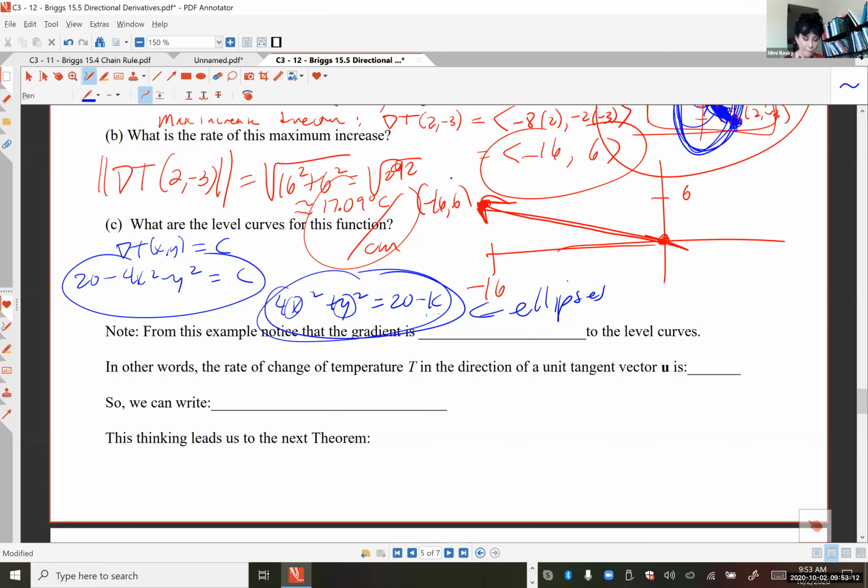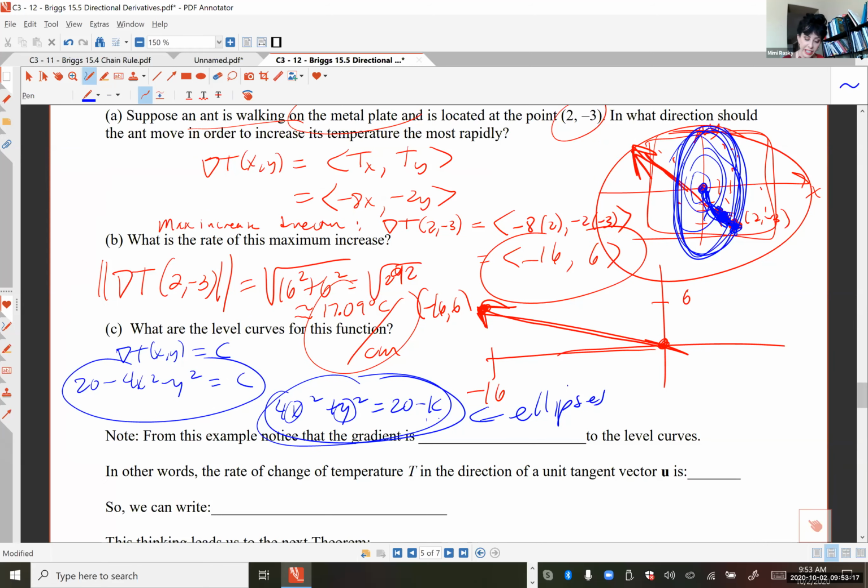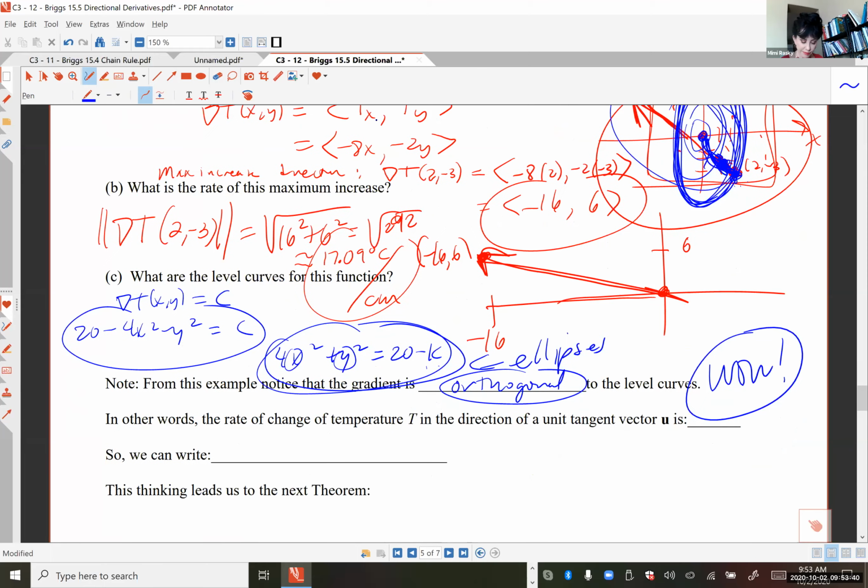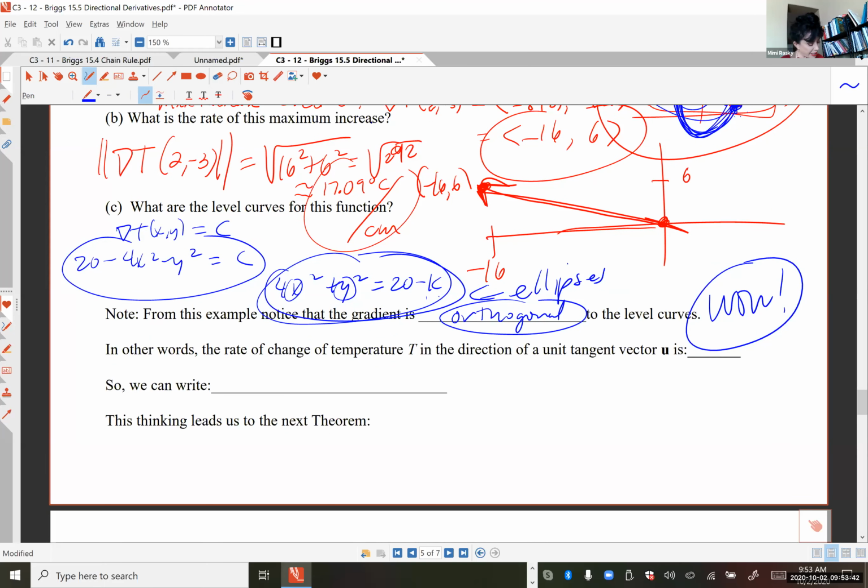Okay, now what? The other thing I want you to notice that's super important to this picture, can you see that this level curve that the ant is on that I drew here, that ellipse, is orthogonal to the gradient? That's always going to be the case, that your gradient is always going to be orthogonal to your level curves. That's a big wow. So if the ant wants to stay at the same temperature, he should stay on that level curve.